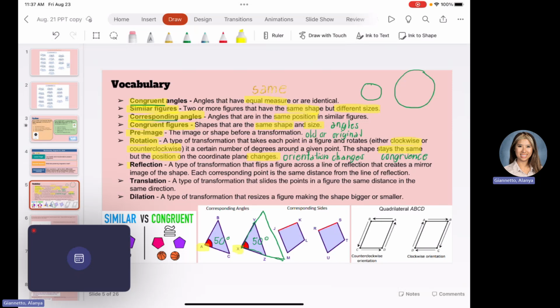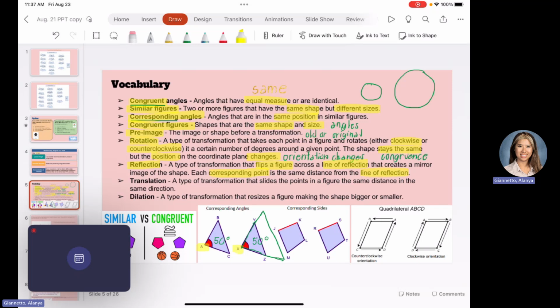Okay, our next transformation is a reflection. That's a type of transformation that flips a figure across a line of reflection and creates a mirror image of the shape. So each corresponding point is the same distance from the line of reflection.